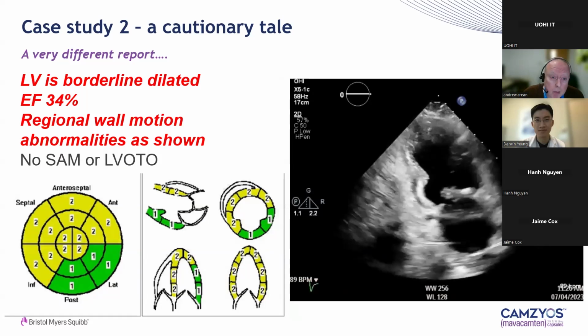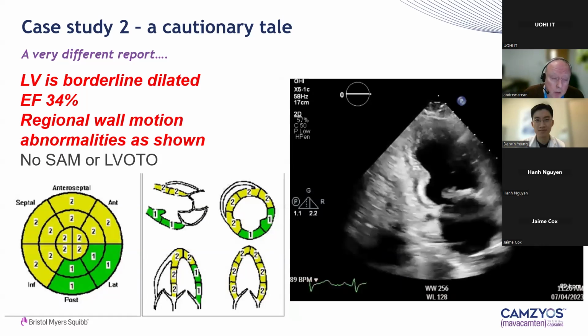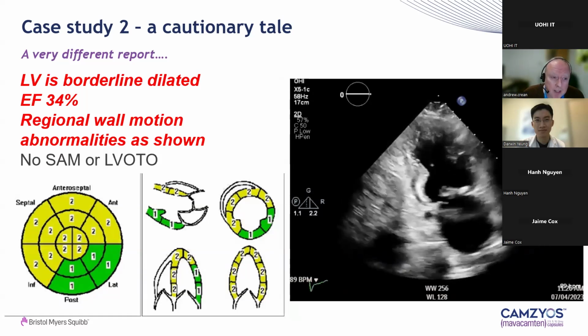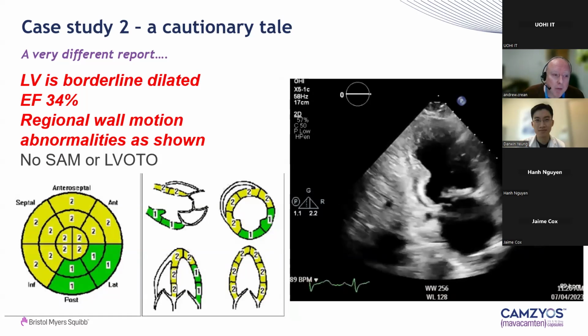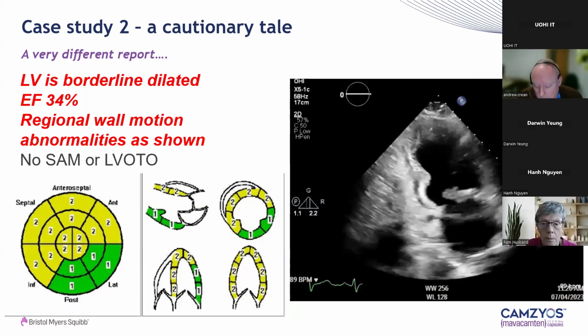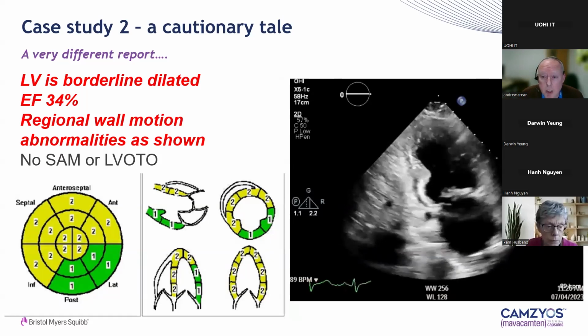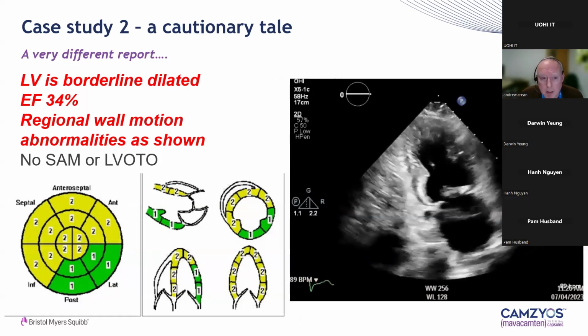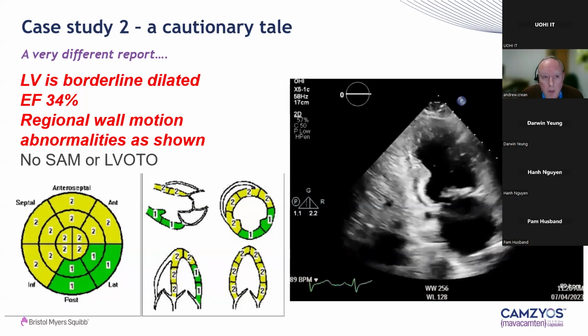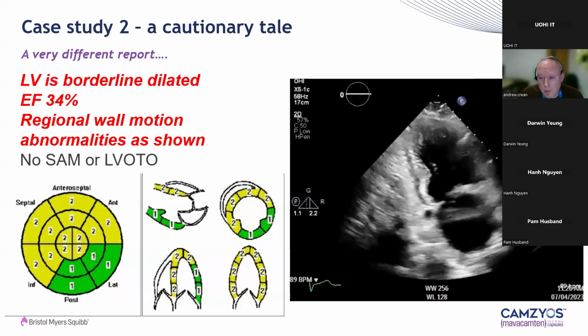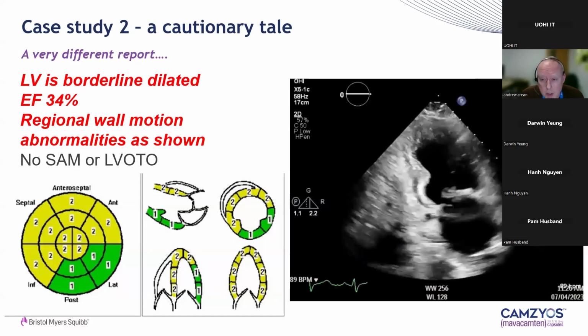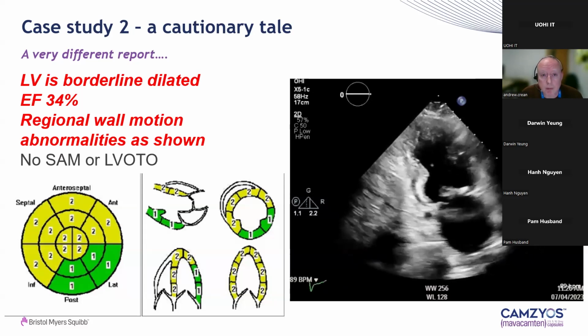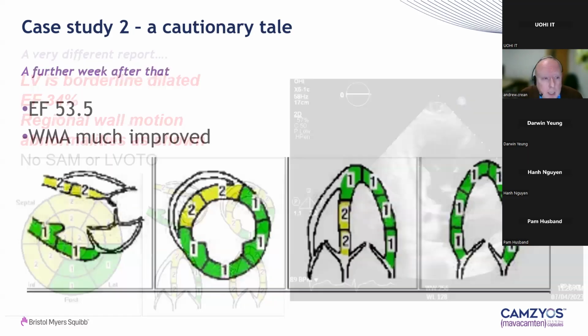And when I looked back, when I managed to get hold of the old echo from the hospital where she'd been having her operation, it looked not that dissimilar to this. So one of the lessons I took from this is that if you're going to prescribe mavacamten and follow these patients, you probably have to look at the echoes yourself to be sure that nothing untoward is happening.